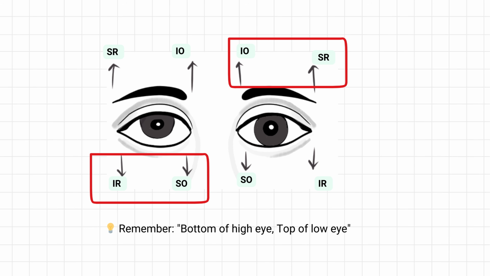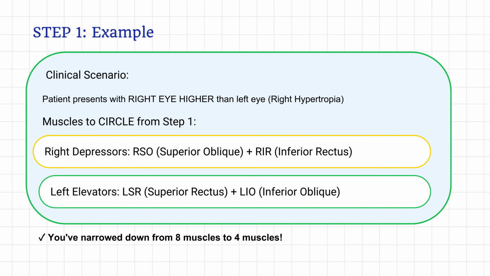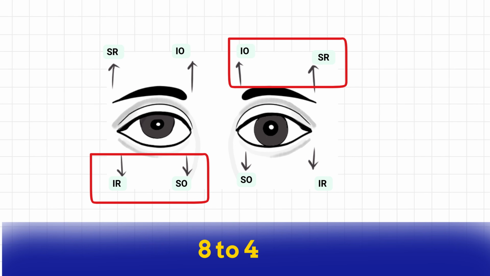Therefore, we also circle the top muscles of the left eye, which are the left superior rectus and the left inferior oblique. So to summarize, in step 1, the right eye is higher, so we have circled the depressors, right superior oblique and right inferior rectus. And for the left eye, which is lower, we have circled the elevators, that is the left superior rectus and the left inferior oblique. So initially we started with 8 cyclovertical muscles. After step 1, we have narrowed it down from 8 to 4.